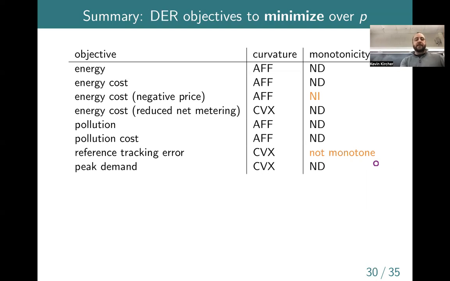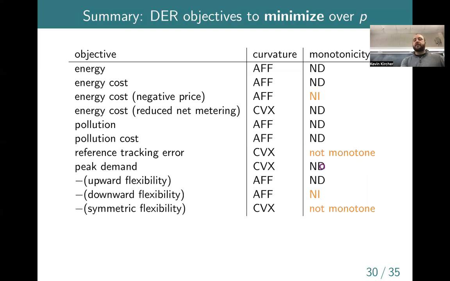Peak demand, convex and non-decreasing. And it was convex non-decreasing, even if we had a target demand limit, even if we had the coincident peak demand thing, all of them end up being convex non-decreasing, so we're fine. And then the stuff that we might want to maximize, so the flexibility, upward flexibility, that's affine and non-decreasing, we're fine. Downward flexibility, though, is affine and non-increasing. So that can cause problems depending on the DER that we're working with. And then symmetric flexibility, so there, if we want to maximize that, we get a convex optimization problem, but again, no monotonicity there.